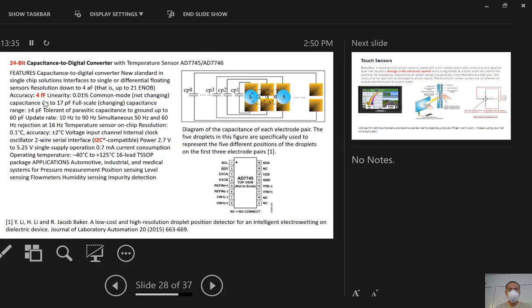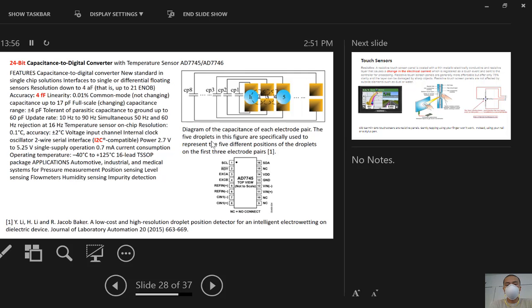And it's just extremely sensitive. And it's another type of circuit you can see in many IEEE journals. It's another popular circuit called CDC. No, capacitive to digital converter. Yeah, CDC.